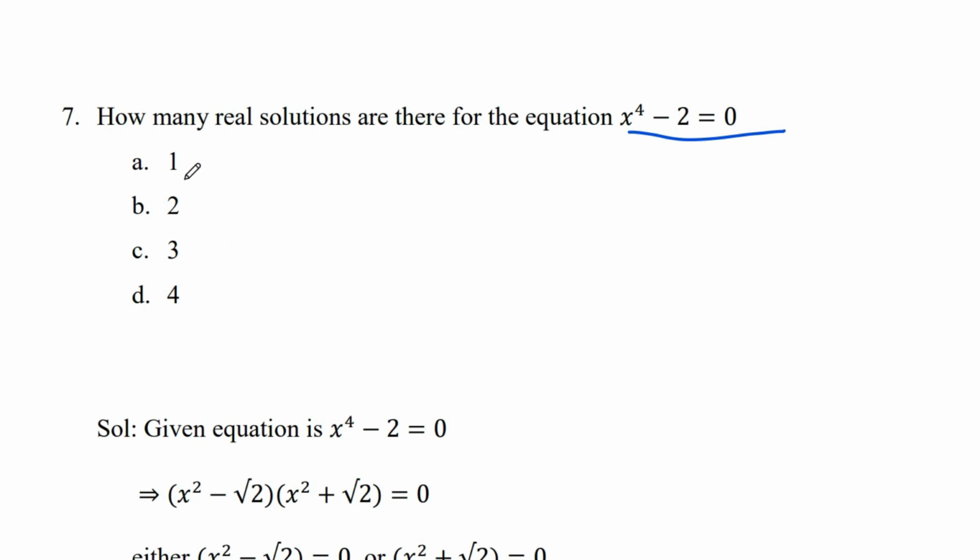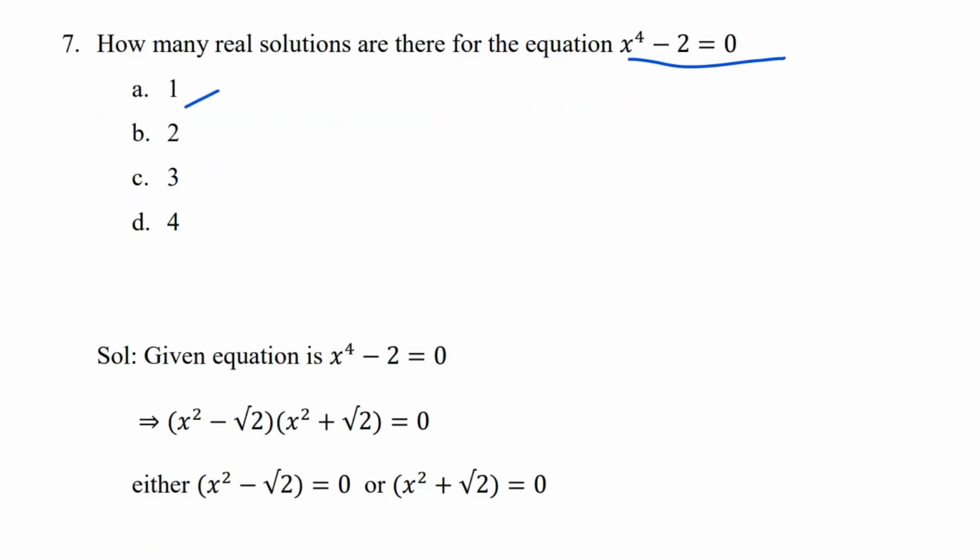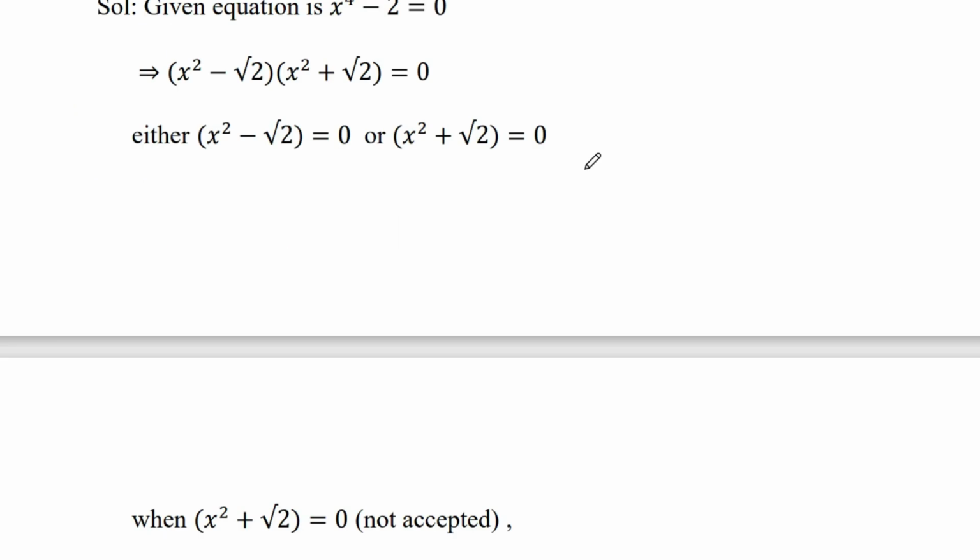You are given x raised to the power 4 minus 2 equals 0. It can be written as (x square minus root 2) into (x square plus root 2) equals 0. Then either this factor will be 0 or this factor will be 0. This we cannot accept, since there are no real numbers whose square is negative.